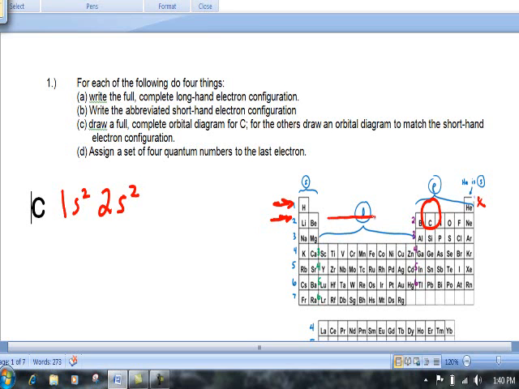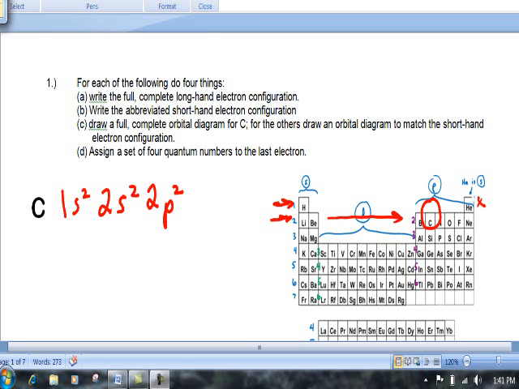We move across now, still at energy level 2, but we're now in the p section. So it would look like this. We have 2p, and the superscript represents the total number of electrons in that p territory. So this would be 2p2.